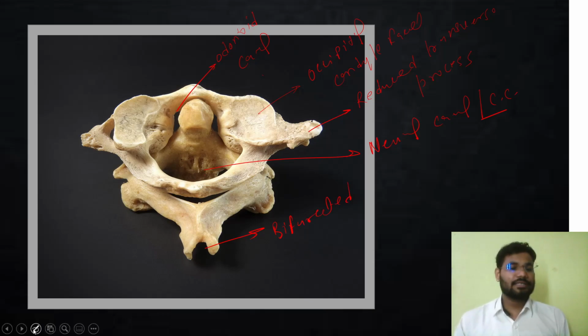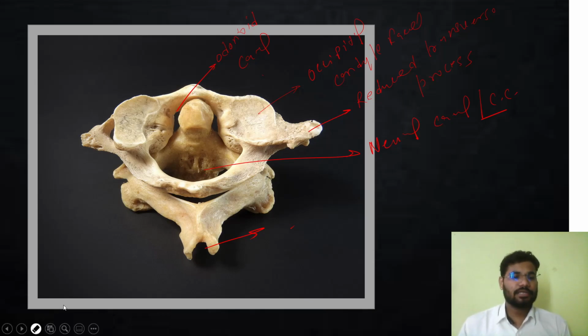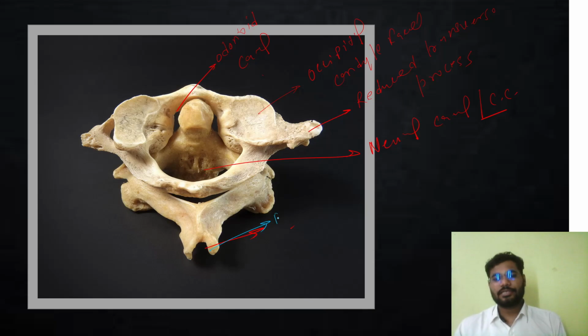Okay, let me write about the second vertebra with another color. So this is the bifurcated neural spine.